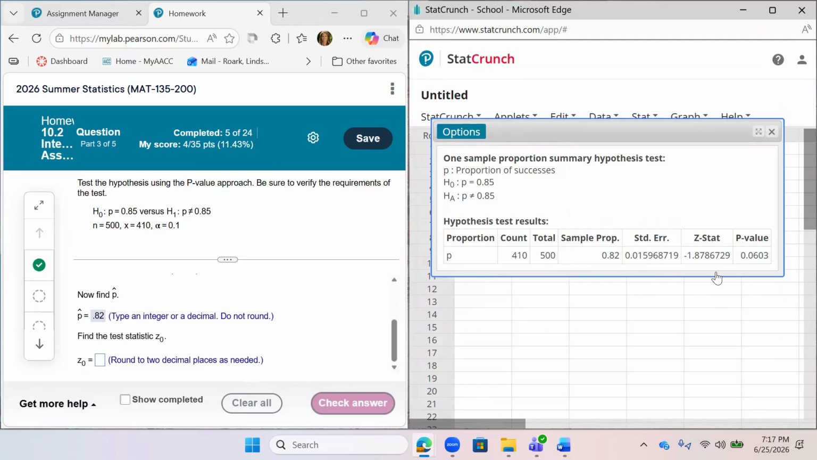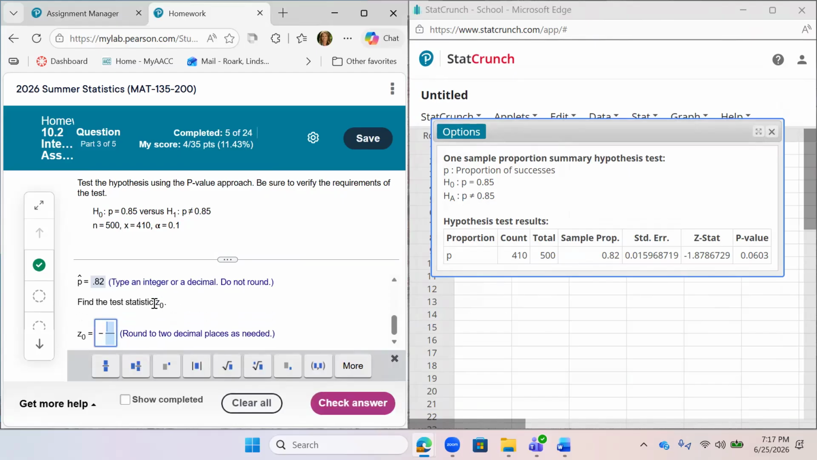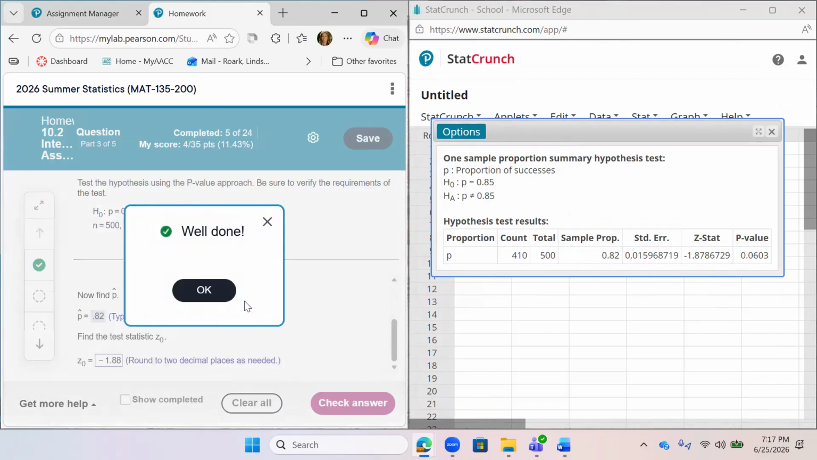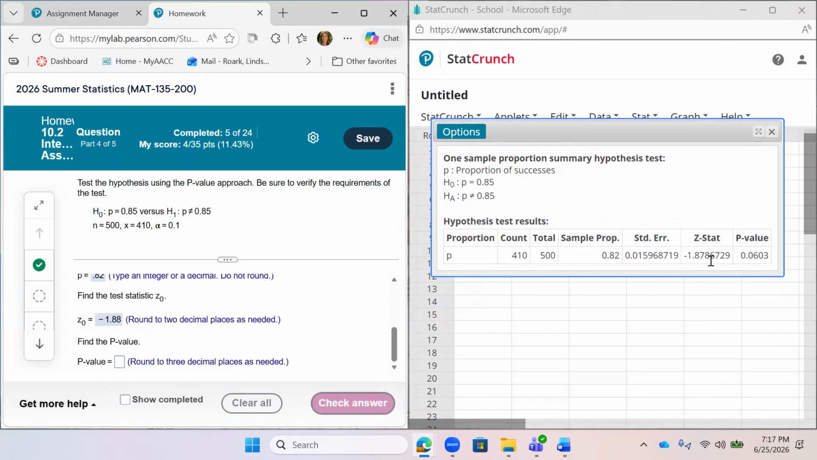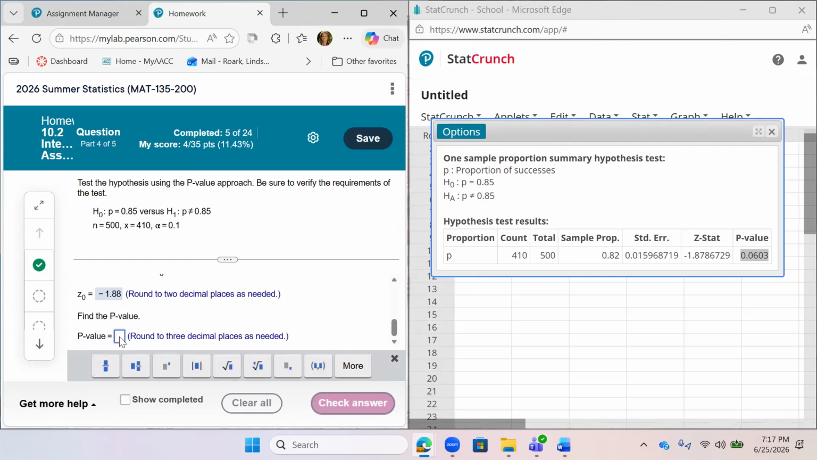Okay, and so again, the test statistic is negative 1.88, which we can see here. That's not that rare, right? If we have a z-score of negative 1.88, it's close to -2, almost to -2. It's close, but technically it wouldn't be super rare, just a little bit rare. And so this p-value is kind of interesting because it's 0.0603. Let me go ahead and put that in there. Let's find the p-value, 0.060.